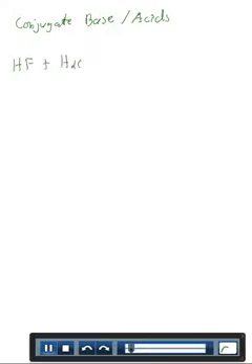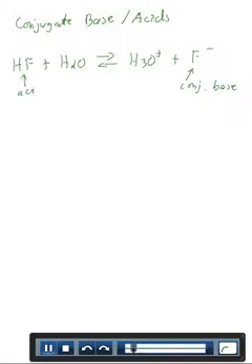Now let's consider conjugate bases and acids. So if I have an acid, HF, it will react with water in an equilibrium to produce H3O+ and F-. And this is what we call the conjugate base of our acid, HF.